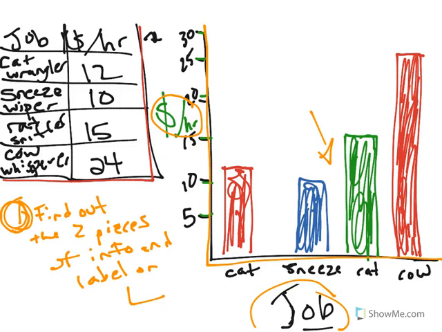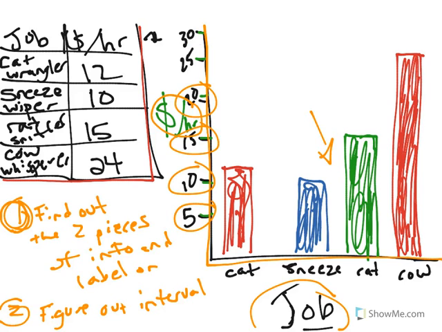Then the second thing we're going to do is figure out the scale or the interval. And in this one, we figured out we should use 5s. And then all we have to do, number 3, is fill in the info. So use those notes here to help me.